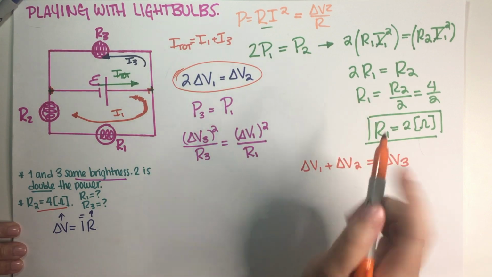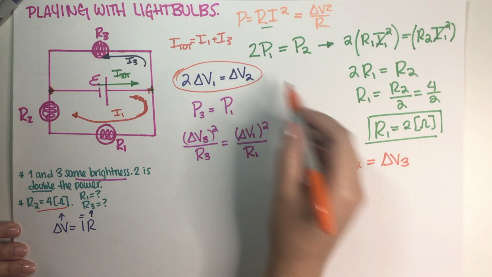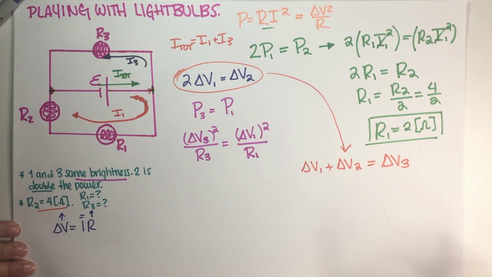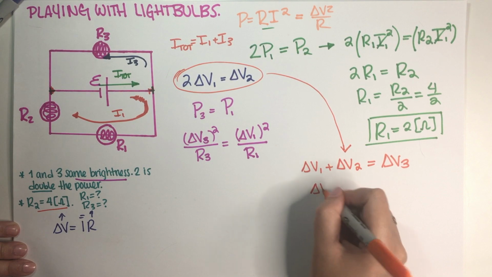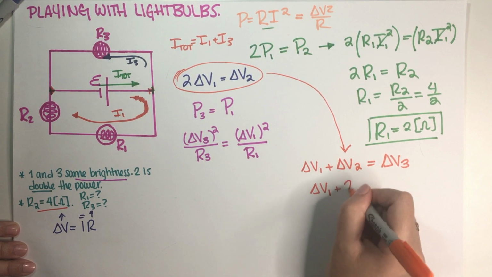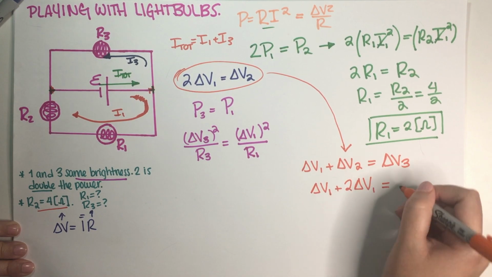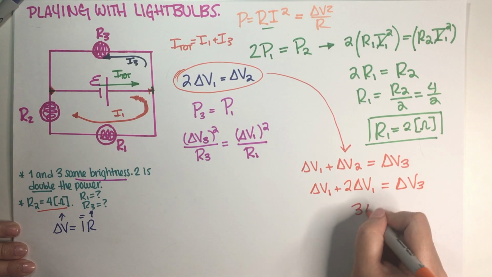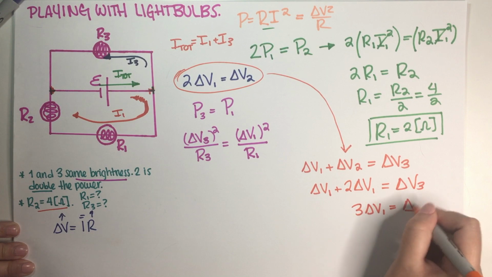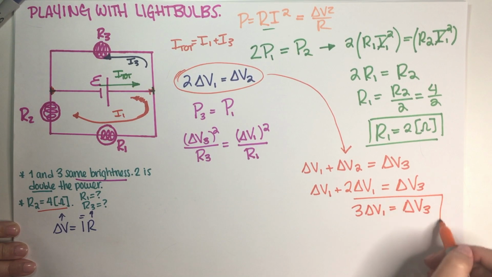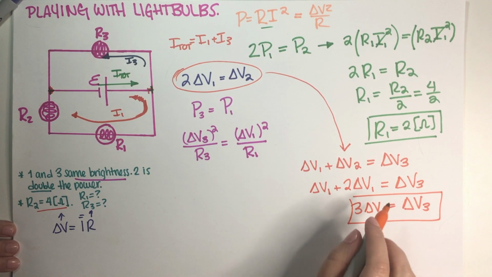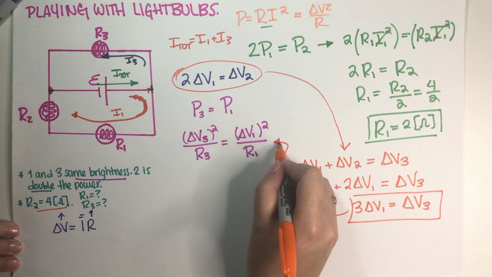Because if I substitute this equation over here, then what I'm going to get is delta V1 plus 2 delta V1s is equal to delta V3. So 3 delta V1 is equal to delta V3. And now I can use this. This is actually going to be very helpful. So I'm just going to put it back over here.